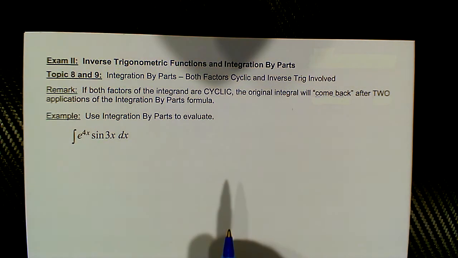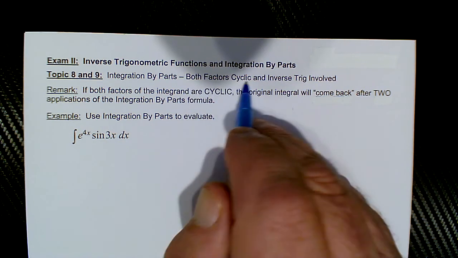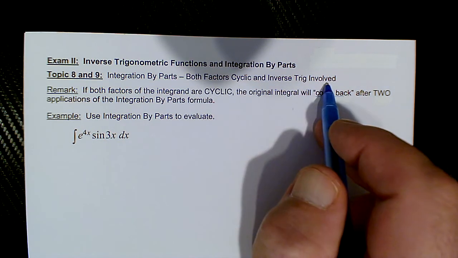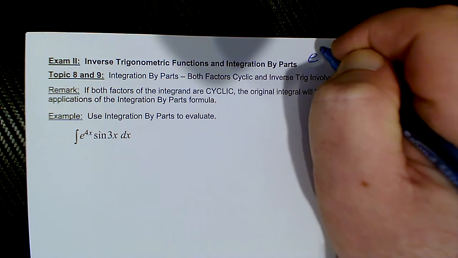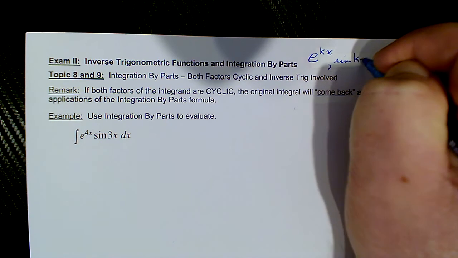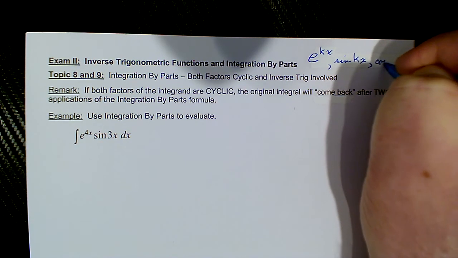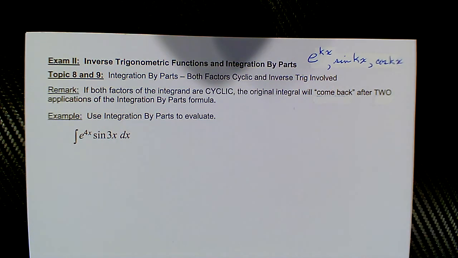Hello everyone, this is topic 8 and 9 for exam 2, our final two cases for integration by parts. First situation where both factors are cyclic, and then we look at inverse trig involved. But if you recall, the cyclic factors are e to the kx, sine of kx, and cosine of kx. So we referred to them as being cyclic with regards to repeated differentiations or integrations. They come back to themselves.